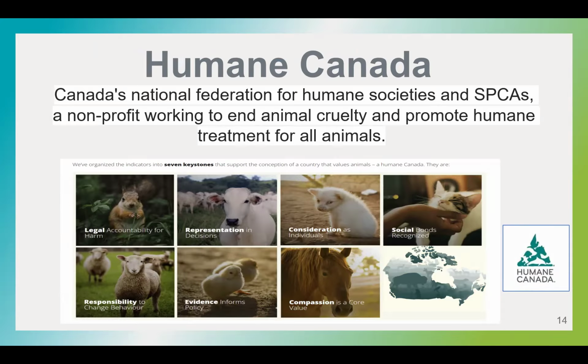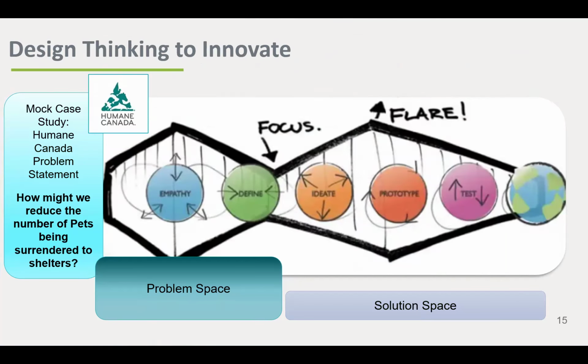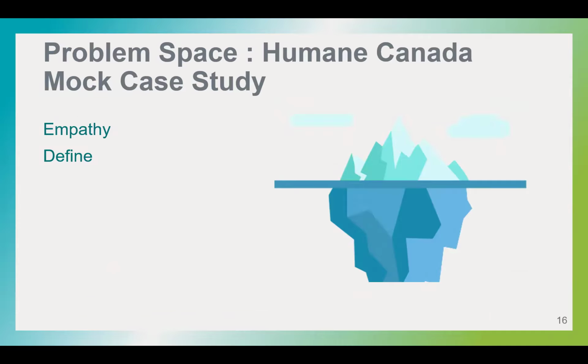So who's Humane Canada? This is Canada's National Federation for Humane Societies and Societies for Prevention of Cruelty to Animals. It's a nonprofit working to end animal cruelty. And so that's who our mock case study is for, Humane Canada. Their problem statement is: how may we reduce the number of pets being returned to shelters? So we start in the problem space, as we know, with empathy and define.